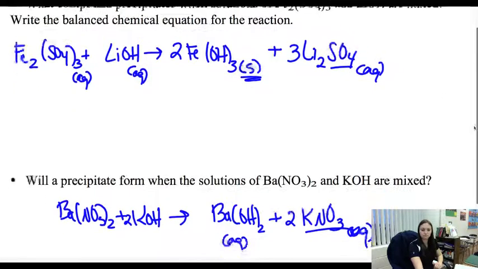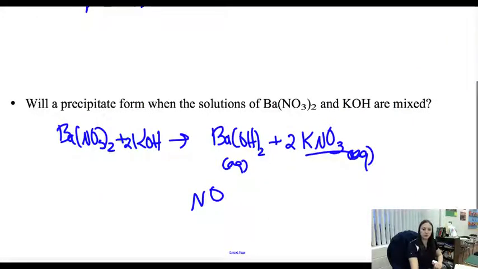Will a precipitate form with solutions of barium nitrate and potassium hydroxide? No, because barium hydroxide is one of those hydroxides that are soluble. K and NO3 are always soluble, so no.